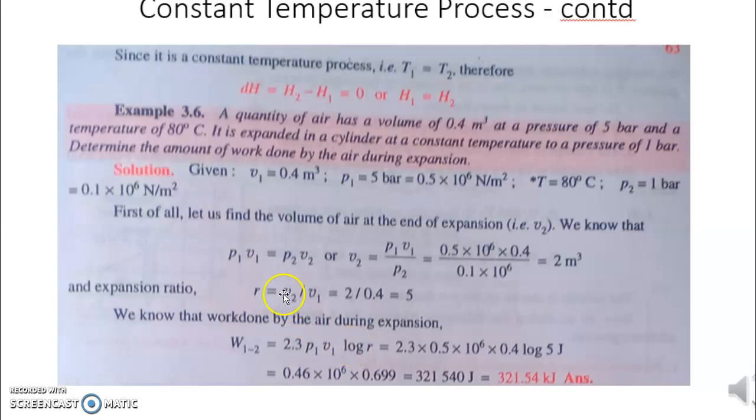In this, we have to find R. To find R, we know the equation V2 by V1. In this, V1 is given and V2 is to be found. From this equation, we can find V2, because all these terms are given: V2 is equal to P1V1 by P2. This is found as 2 meter cube. Substitute pressure in Newton per meter square, because Newton per meter square is the SI unit of pressure, not bar. So R is equal to 5. Substitute R here, and we will get 321,540 joule or 321.54 kilojoule.